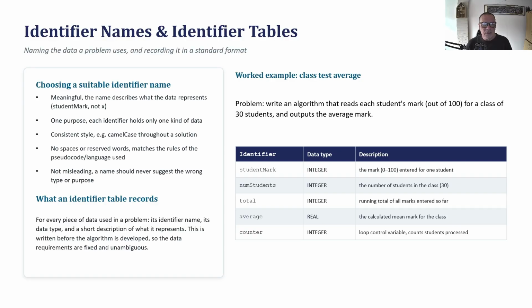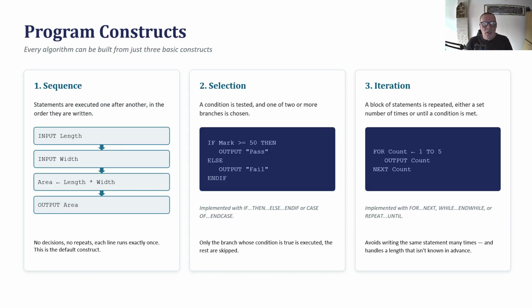And then you write these into an identifier table. So that table represents, for every piece of data, the identifier name, its data type, and a short description of what it's for. So sometimes you see this called a data dictionary, or in this case we call it an identifier table. So when writing algorithms and then that lead on to programs, we have three main program constructs.